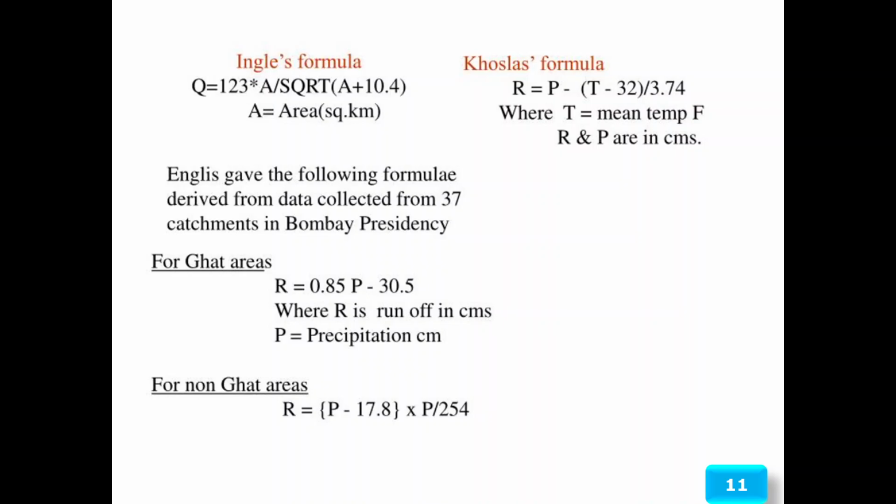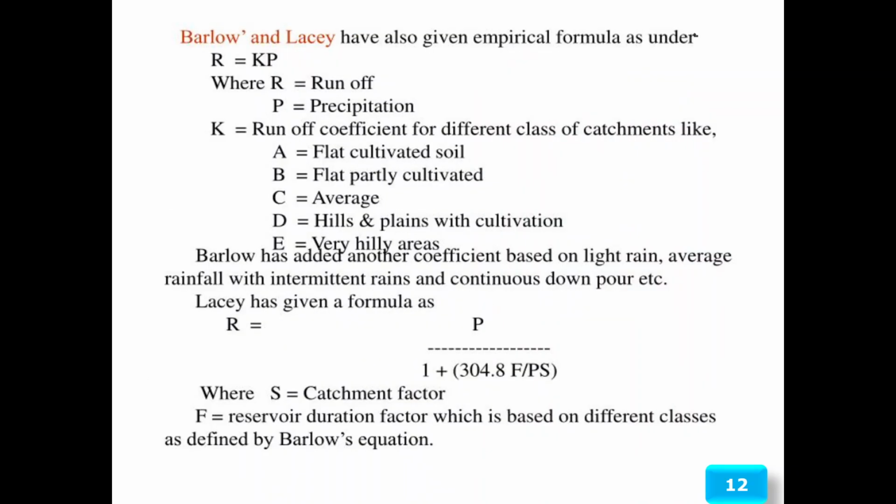For non-Ghat area, R is equal to P minus 17.8 into P divided by 254. Barlow and Lacey have also given empirical formulas, R is equal to K into P, where R is runoff, P is precipitation, and K is the runoff coefficient for different classes of catchment: A is flat, cultivated soil, B is flat, partly cultivated, C is average, D is hills and plains with cultivation, E is very hilly areas. Barlow has added another coefficient based on light rain, average rainfall with intermittent rains, and continuous downpour.